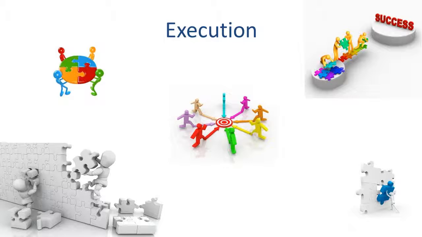Execution is when the actual work of the project is done or the product is created. Time, cost, and specification measures are used for control. The project managers have to ensure that the project is on schedule, within the budget, and meeting specifications. They also have to check if any changes are required.